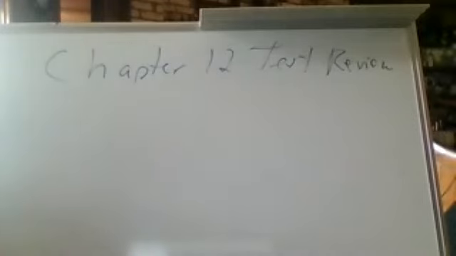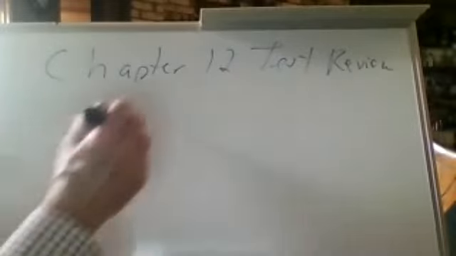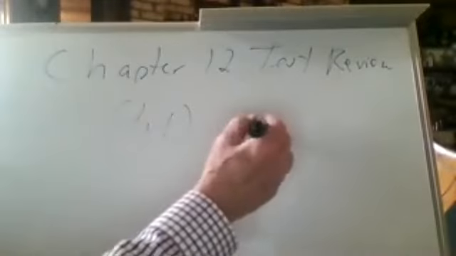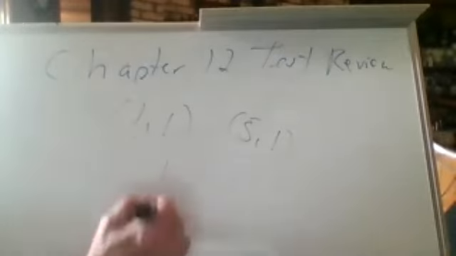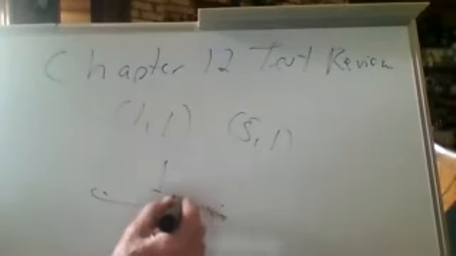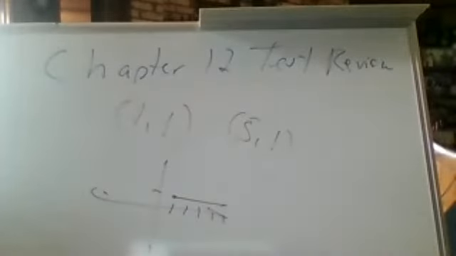Okay, next question says, write an equation of the perpendicular bisector of the segment whose endpoints are (1, 1) and (5, 1), okay? All right, so perpendicular bisector, basically I need to find 2 things, right? Actually, this is really pretty simple. If you graph this, I have (1, 1), that's 1 point, and I have 5, 2, 3, 4, 5, the other point. So it goes like that, okay?